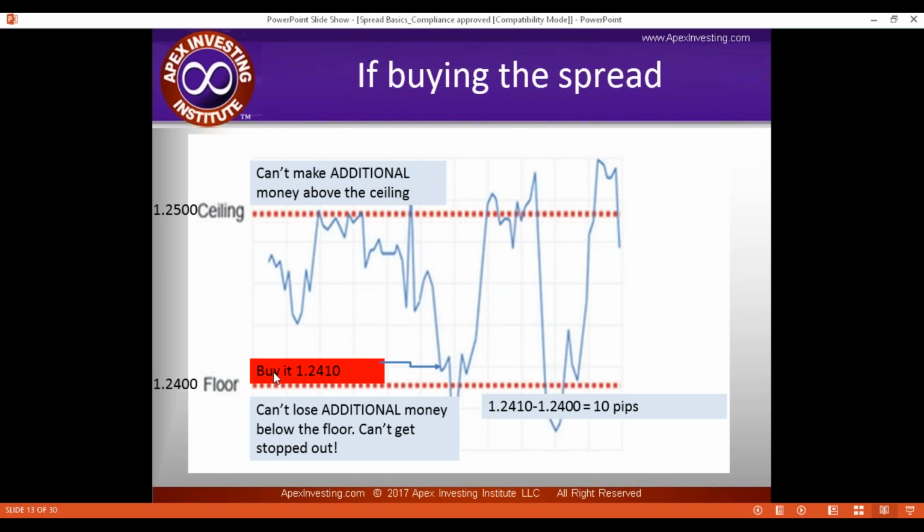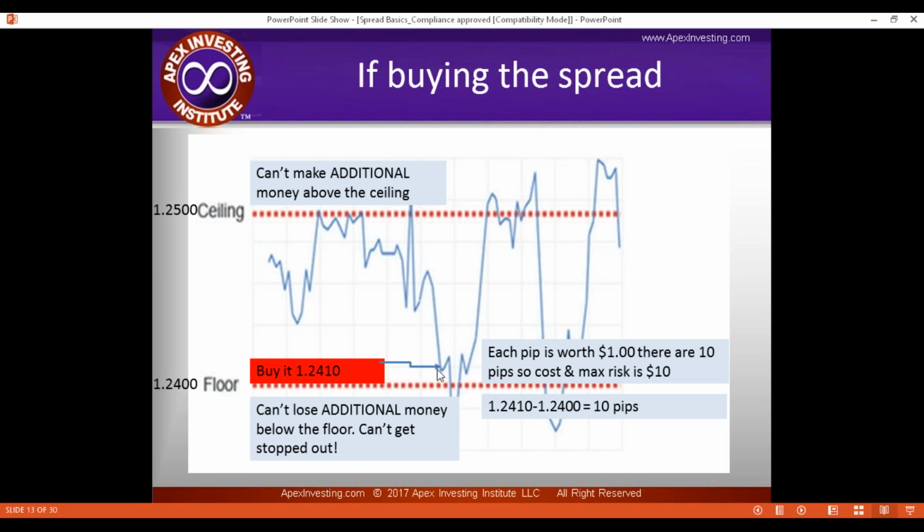So I bought for 24.10. Where is my floor? Where is my limit? Okay, my floor is at 2,400. So if I buy at 24.10, the floor is at 2,400. That's a difference of what? 10 pips. 10 ticks, each tick is worth $1. Okay? So there are 10 ticks of risk. My max risk is $10.